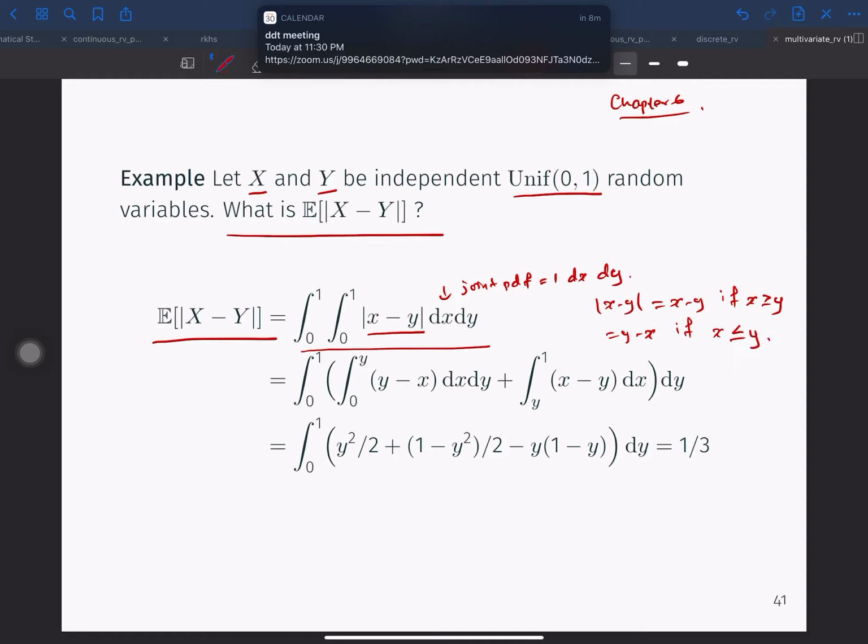So in this case, for the first term, it is y minus x as long as x goes from 0 to y. And then for the second part, it is going to be x minus y as long as x goes from y to 1. So x is bigger than y. Here, x is less than y. And now this is a simple exercise in integration, and so you get the answer to be 1/3. So if you have two uniform random variables, then on average, the distance from one another is 1/3.